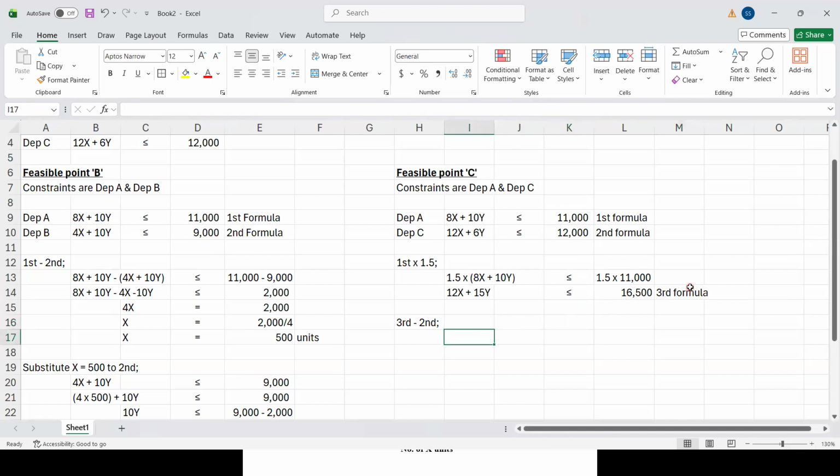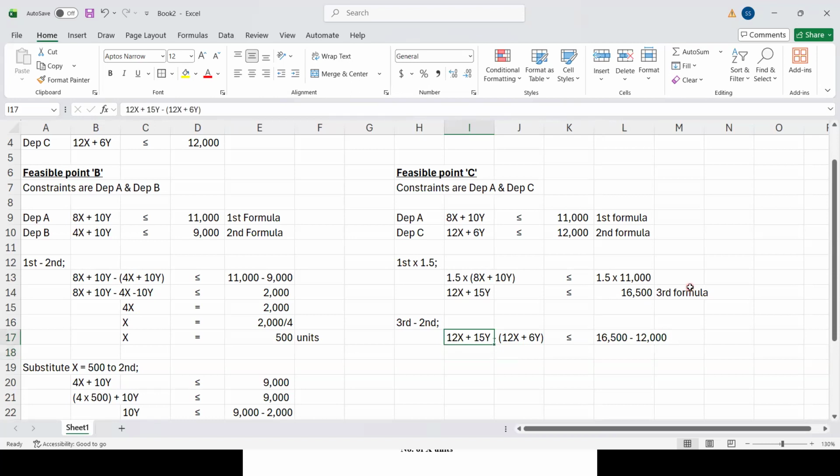Right. So 12x plus 15y minus what? 12x plus 6y. Correct? Right. So equal or less than what? 16,500 minus 12,000. Correct? So plus 50, plus 12x minus 12x, it will be netted off, right?